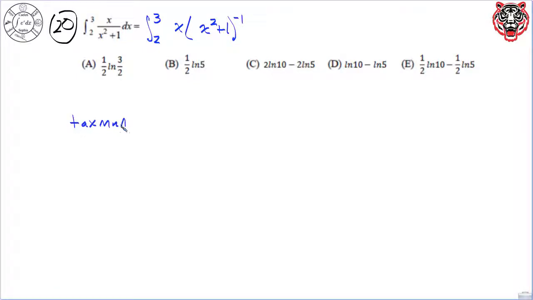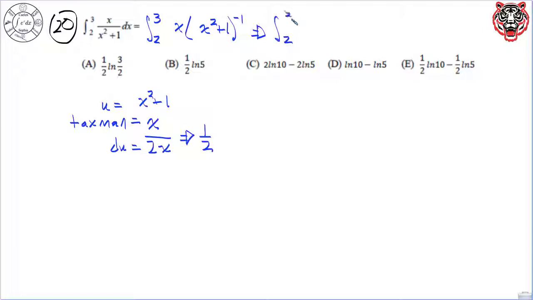Taxman, we need our u before we do that. U, Taxman, and our du. So our u is going to be inside here. That's going to be x squared plus 1. Our Taxman is out front knocking. He says he's x. The derivative of u is 2x. So when I simplify this, we don't have a variable left. Perfect. This is going to equal 1/2. So pay the Taxman. This thing is now going to be the integral between 2 and 3 of a half, he's been paid, times u to the power of -1.